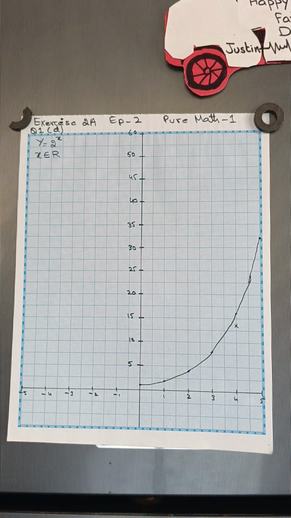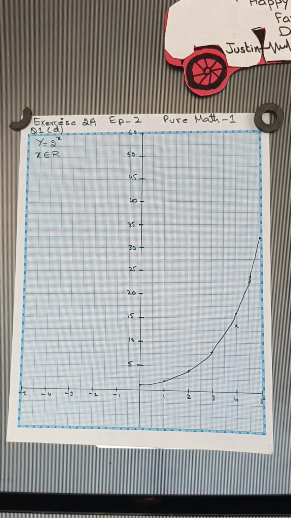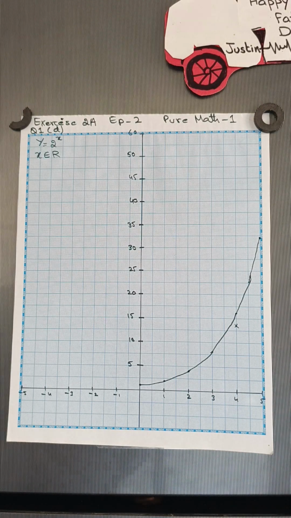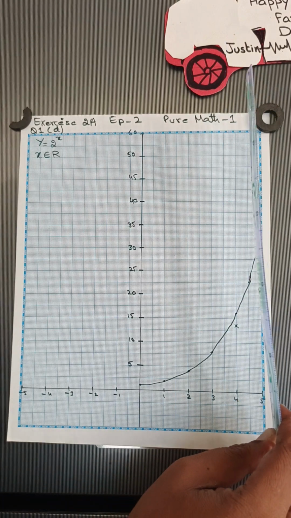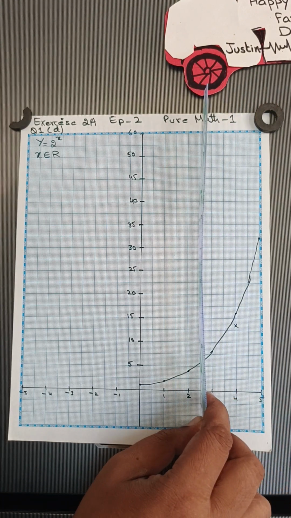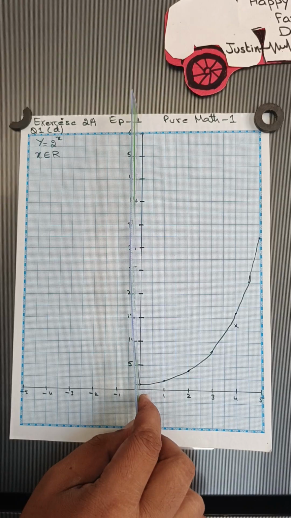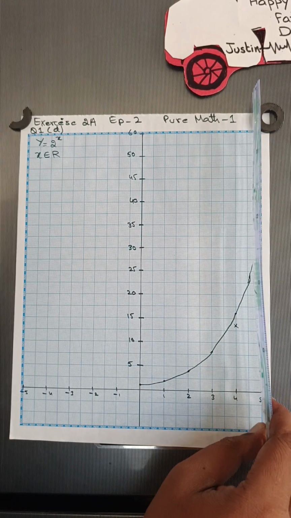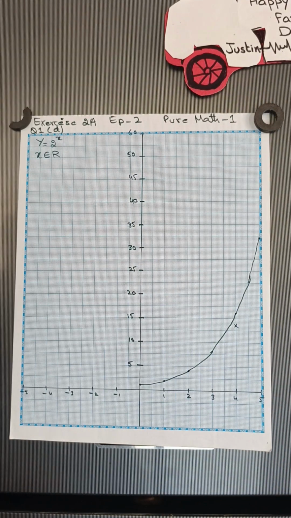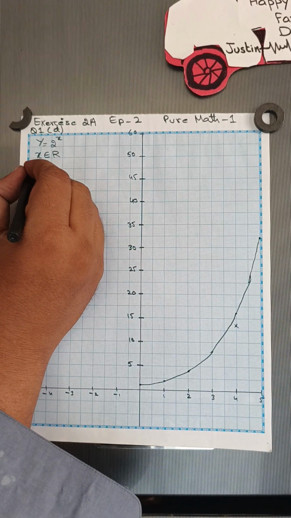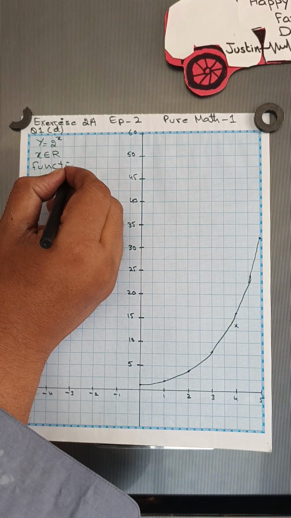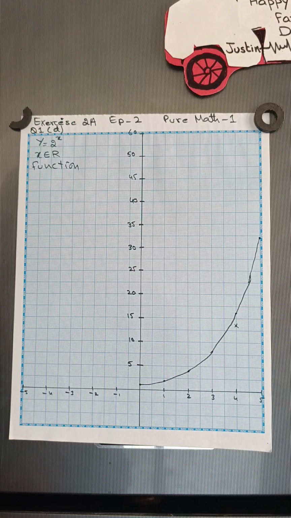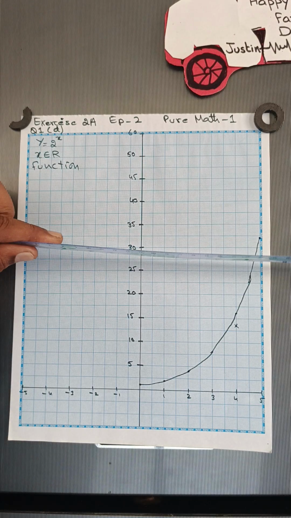If you look at this graph, we have to decide whether it's a function or not. So I will take my scale and do the vertical test. I will put it here, here, and here. You can see that the graph which I drew is being touched only once. So this is a function. This is called the vertical line test.